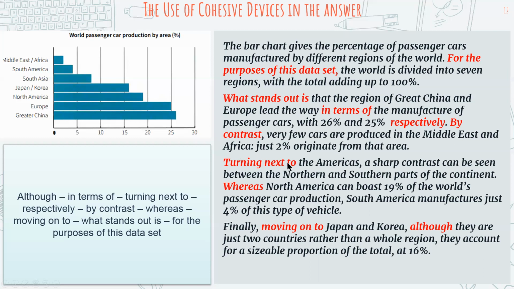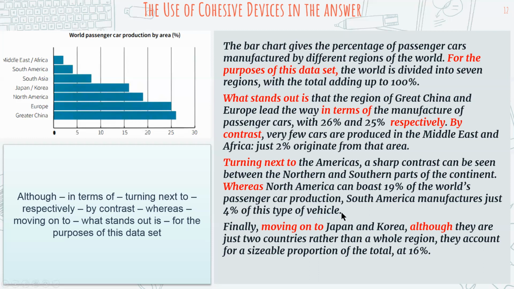Turning next to, now I'm going to be talking about something different. Turning next to the Americas, a sharp contrast can be seen between the northern and southern parts of the continent. Whereas North America can boast 19% of the world's passenger car production, South America manufactures just 4% of this type of vehicle.